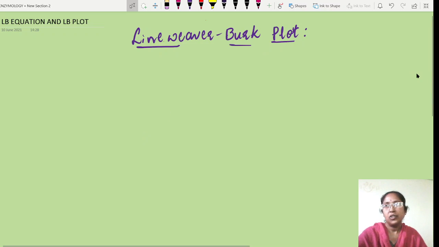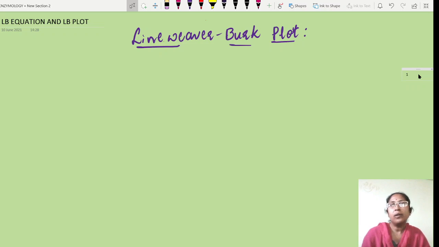Students, in this session, I'm going to explain to you about the Lineweaver-Burk plot. Before explaining the Lineweaver-Burk plot, I have to explain the limitations that are associated with the Michaelis-Menten equation and the rectangular hyperbolic curve.